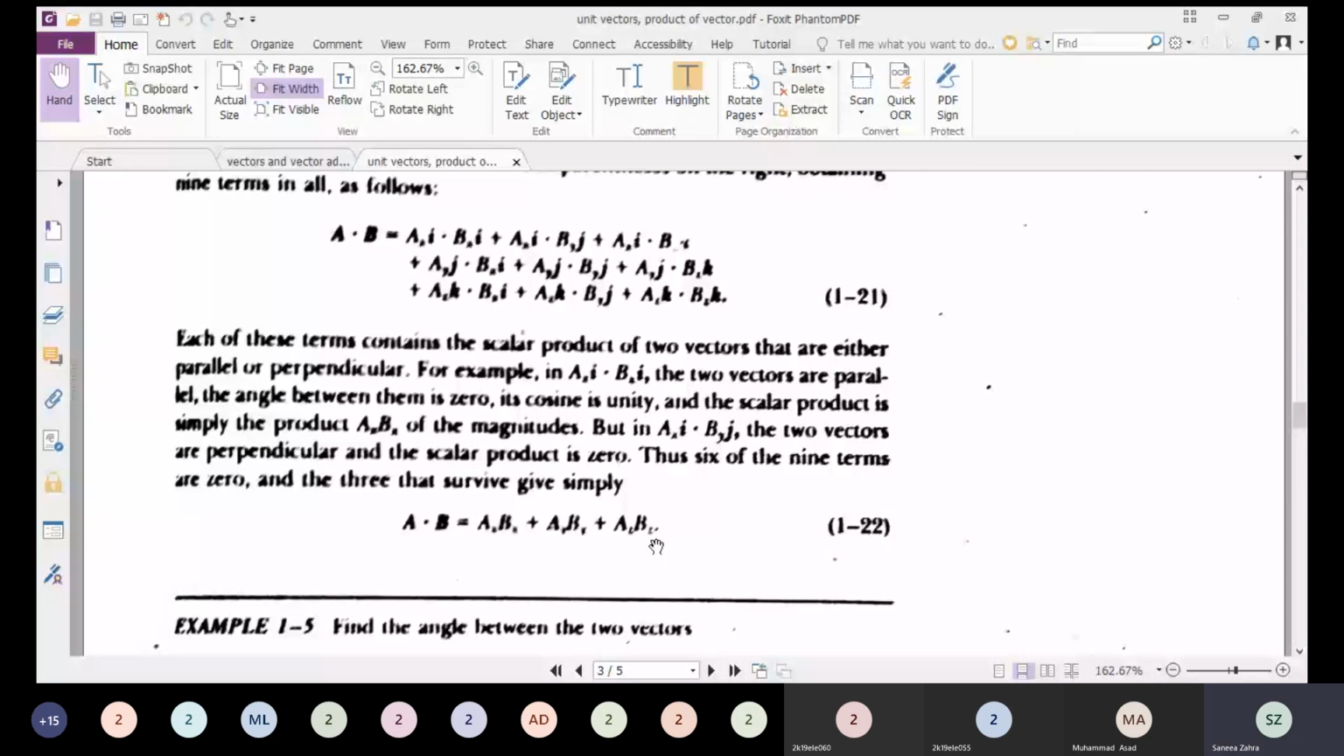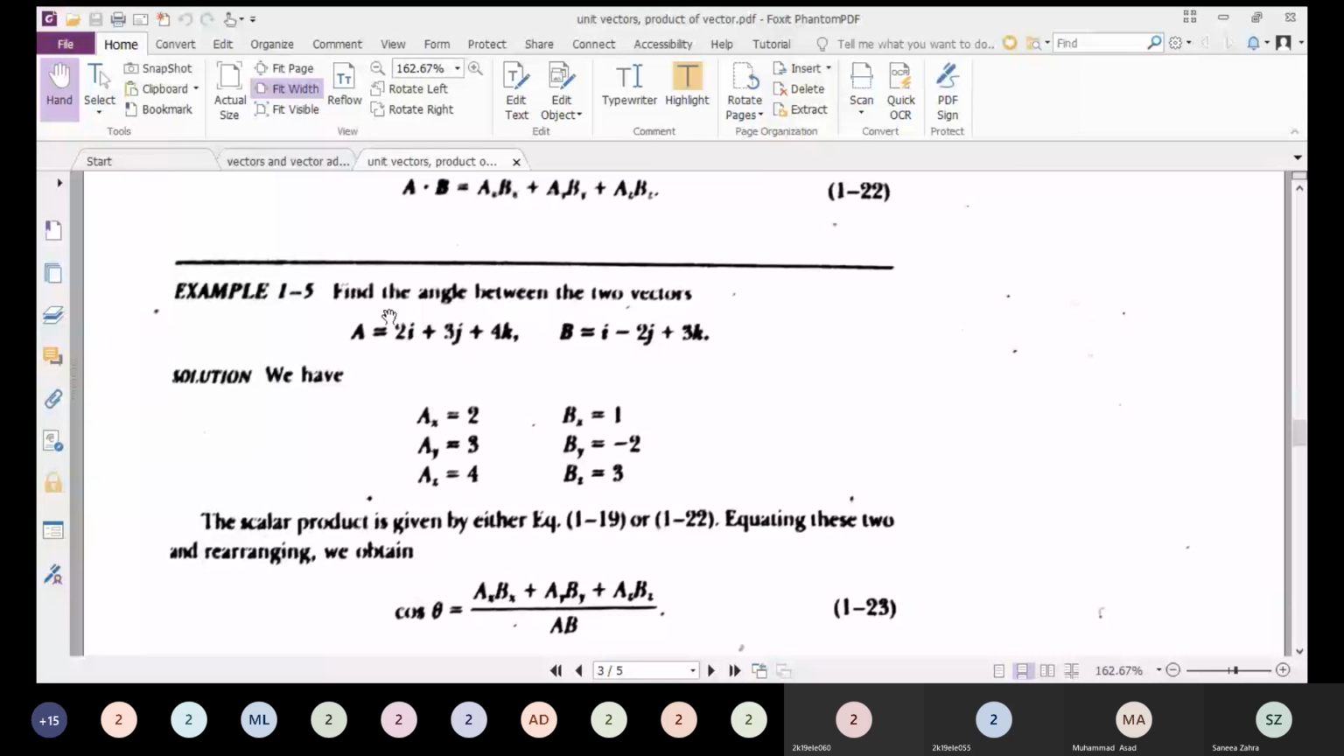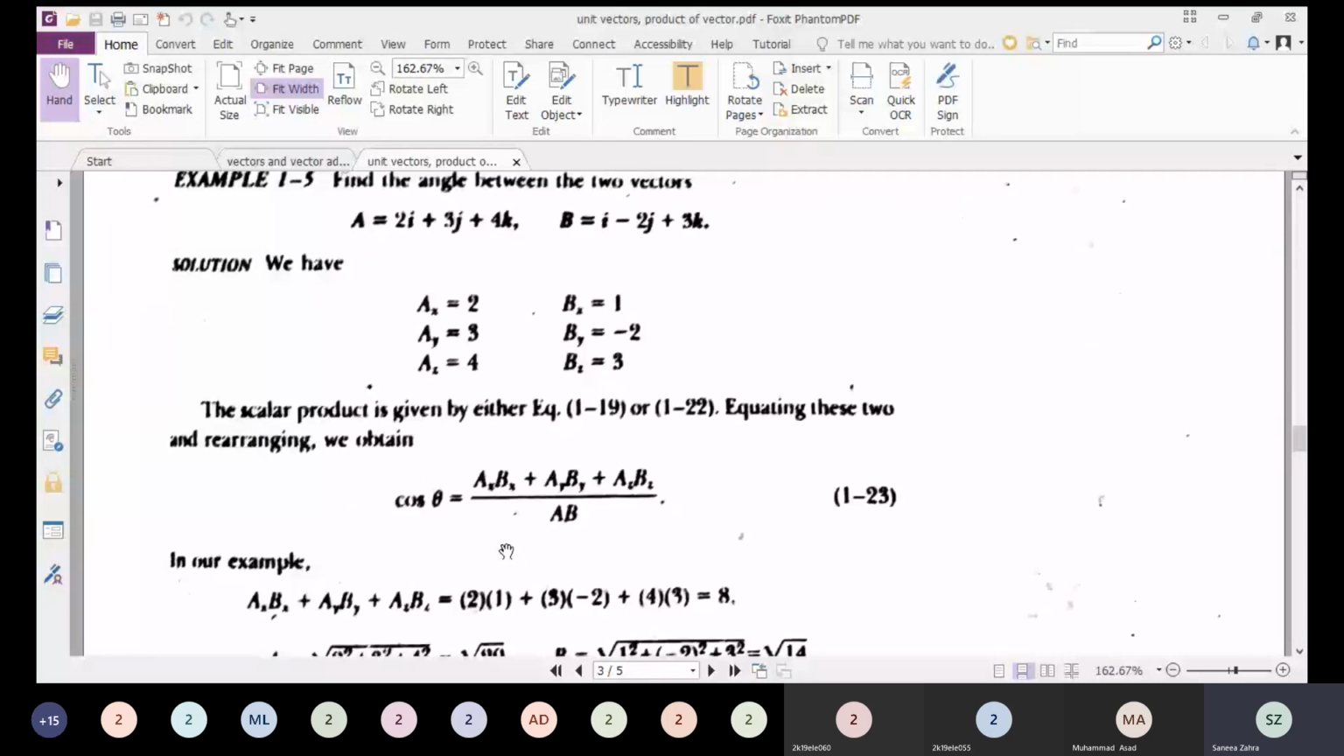Now you are given an example. Here a vector A and a vector B are given. Find the angle between the two vectors. So how can you calculate that? You have A dot B equals AB cos theta. That was the formula. Deriving it in this form, cos theta equals AX BX plus AY BY plus AZ BZ divided by AB, meaning the whole magnitude.